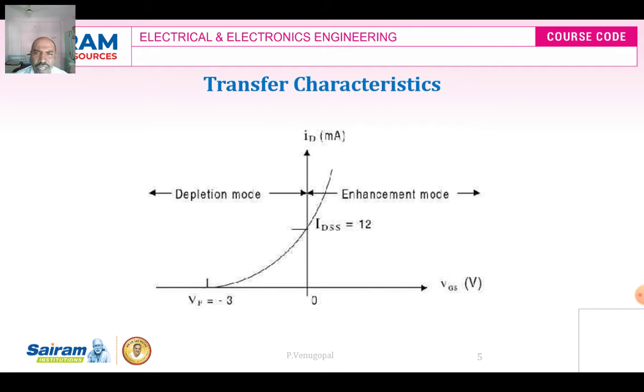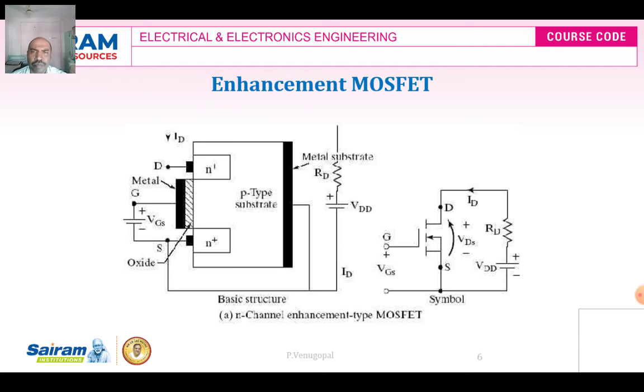This is the transfer characteristics, which is the graph of VGS versus ID for different values of VDS, the output voltage. If the voltage is less than 0 volts, then it is the depletion mode. If the voltage crosses 0, where the current crosses the IDSS value, it belongs to enhancement mode.